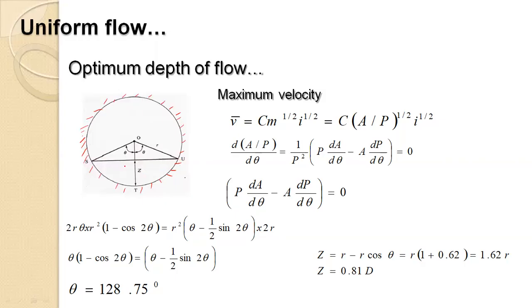So let's look at a flow condition. So this is your free surface in the circular cross section. The depth of flow is capital Z. Here I have taken the depth of flow as capital Z. Okay, depth of flow as capital Z.